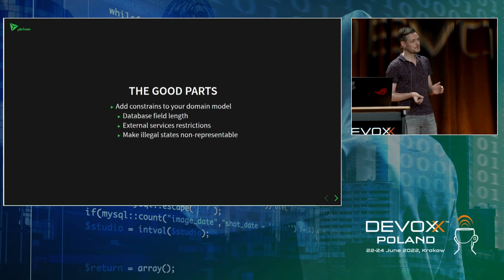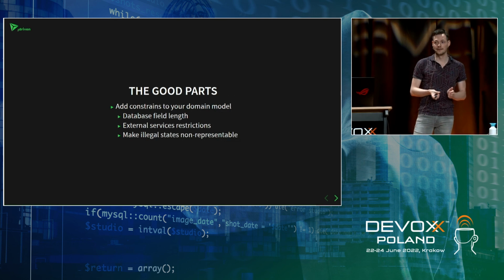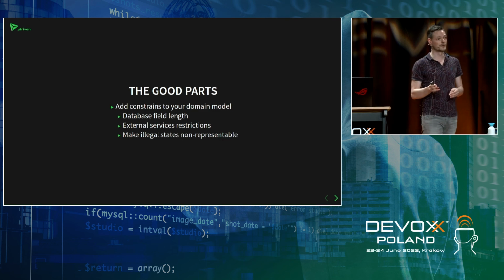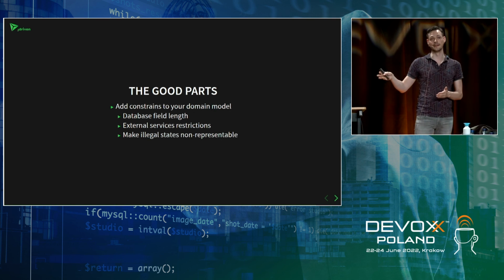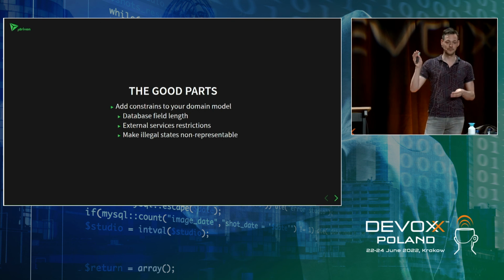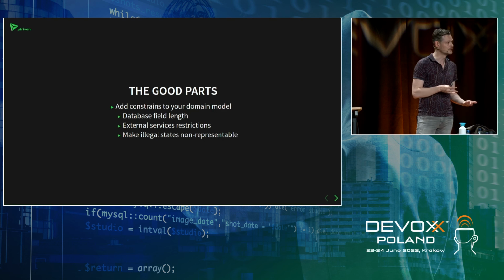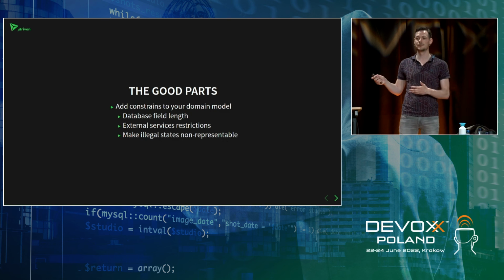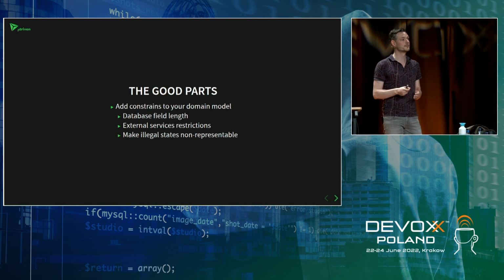So the good parts about the Arrow Analysis plugin: it's great to add constraints to our domain model. Like, for example, if you have a database field length, we need to consider. Some external services might have certain restrictions. Basically, this allows us to make illegal states unrepresentable at compile time, which is incredibly powerful.